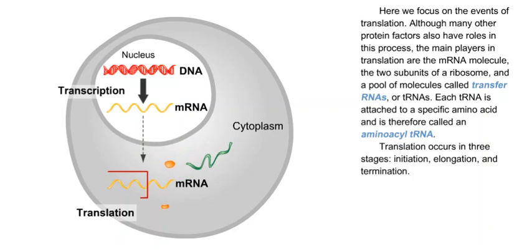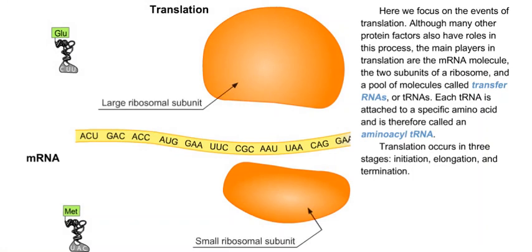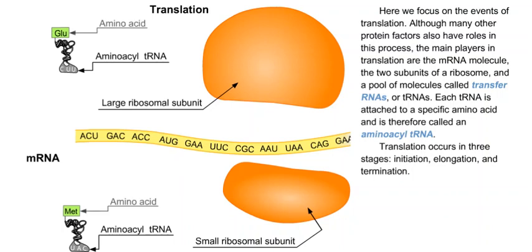Although many other protein factors also have roles in this process, the main players in translation are the mRNA molecule, the two subunits of a ribosome, and a pool of molecules called transfer RNAs or tRNAs. Each tRNA is attached to a specific amino acid and is therefore called an amino-acyl tRNA. Translation occurs in three stages: initiation, elongation, and termination.